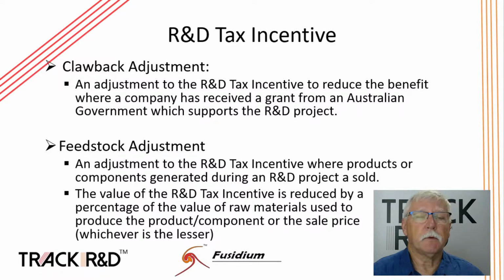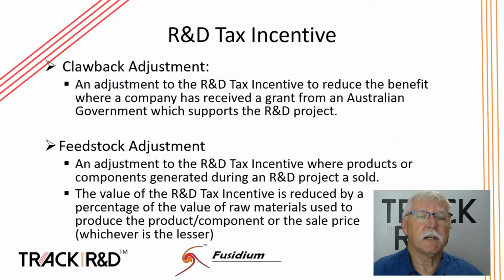Without going into the full technical details of the process of the clawback adjustment, it is approximately a reduction of 10% in the benefit that flows to the company under the R&D tax incentive. The presence of the clawback adjustment does not necessarily negate the benefit of claiming R&D under the R&D tax incentive, even where a grant may have been received. And this should be discussed with your registered tax agent with respect to your particular company.